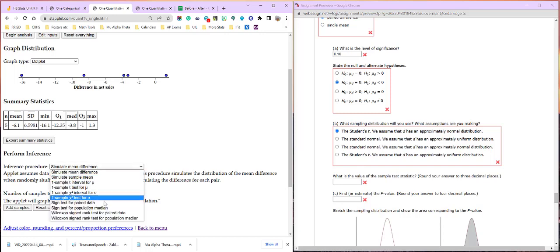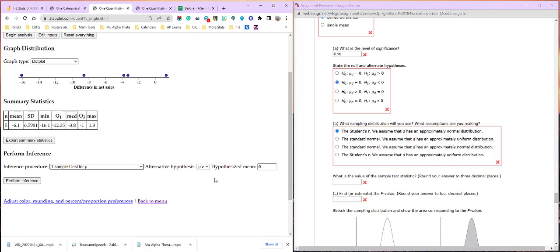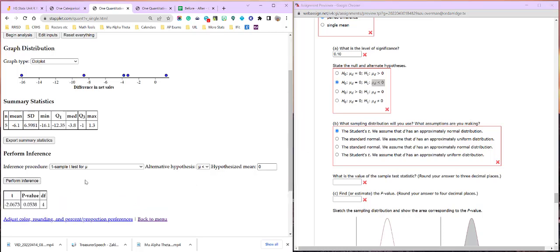Sample test statistic. Let's do a one sample t-test. In this case, the hypothesized mean is always 0 because we have paired differences and we want to see if they're less than 0 or greater than 0. So here we said less than 0. Always pay attention to your alternate hypothesis. Perform your inference.